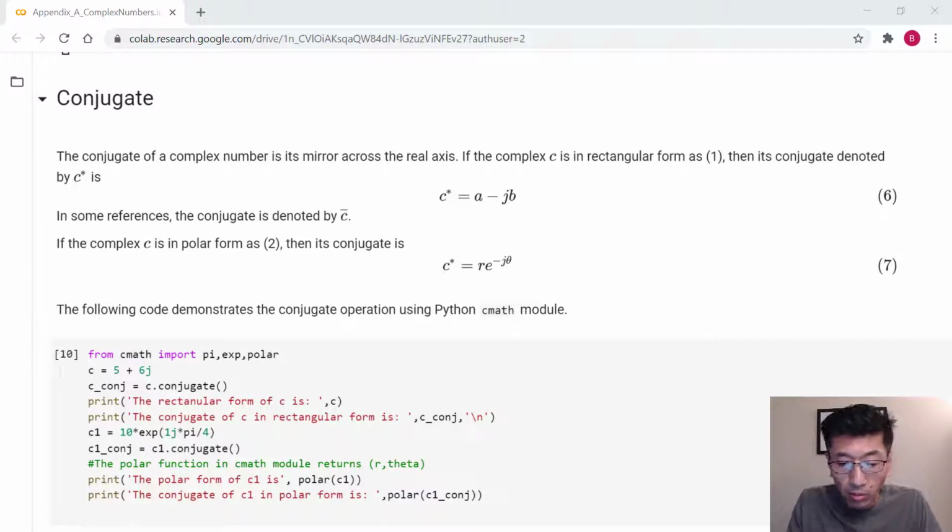If it's in polar form, you keep the magnitude, or the absolute value, the same, and you change the phase angle to the opposite sign. So that's equations 6 and 7.